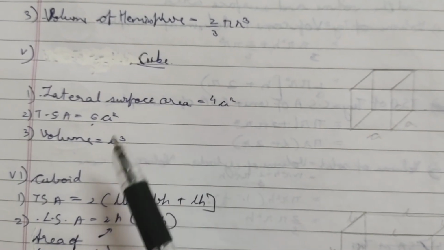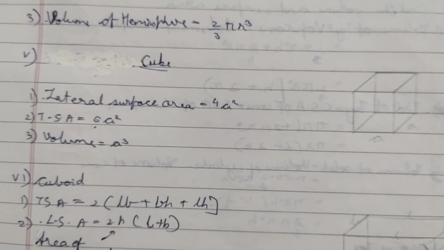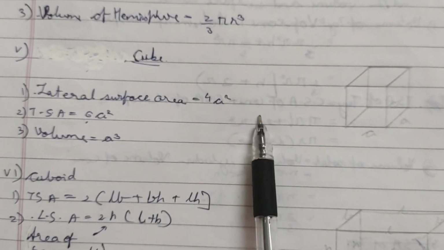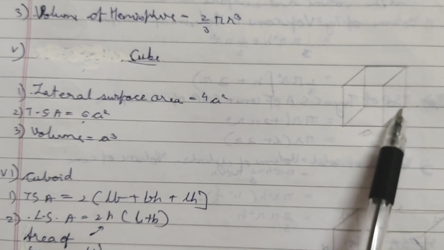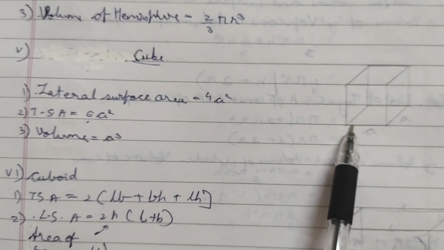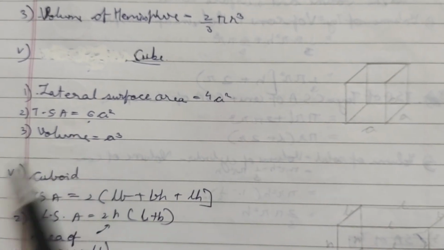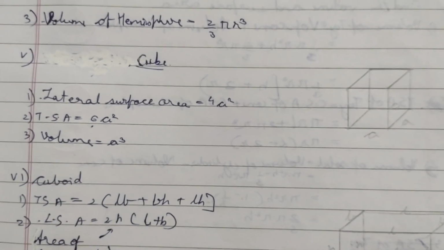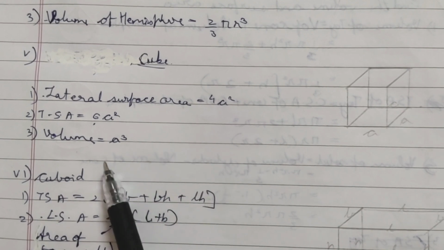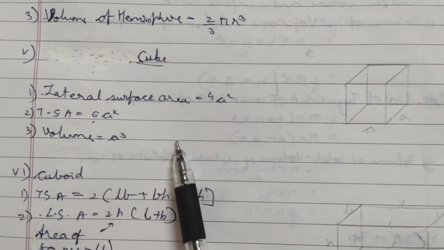Next is cube. So the lateral surface area of the cube is 4a square. A is the side of the cube. For cube, all the sides are equal. Then the total surface area is equal to 6a square and volume is equal to a cube.